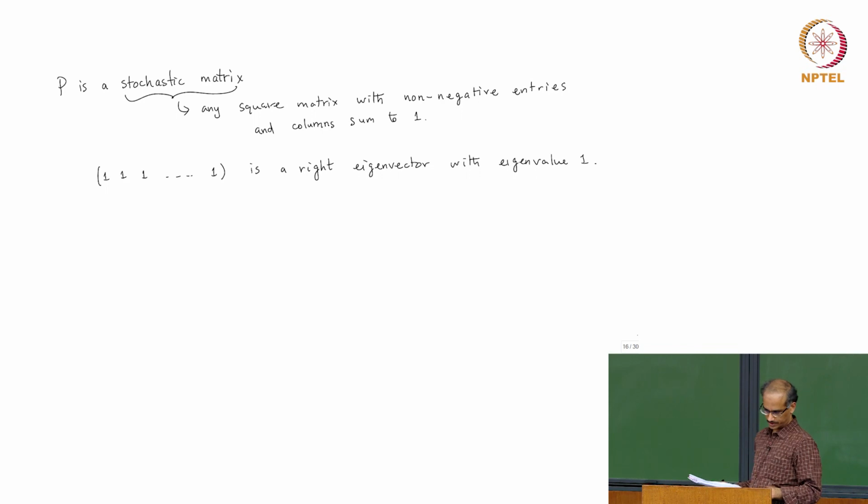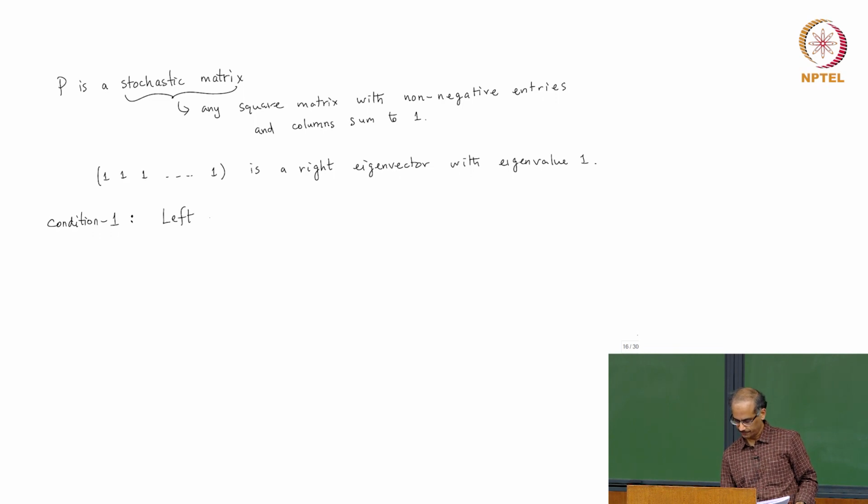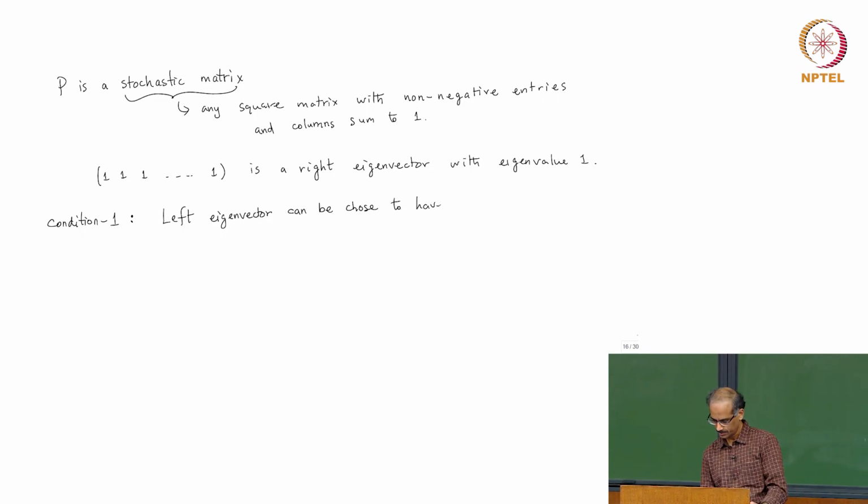So if you have a right eigenvector which is like this and corresponds to eigenvalue 1, this already means that there is an eigenvalue 1 and a corresponding left eigenvector. And what you need to show is that this corresponding left eigenvector has all non-negative entries. Okay. So let me put in two conditions. Let me call condition 1 that the left eigenvector can be chosen to have all non-negative entries.